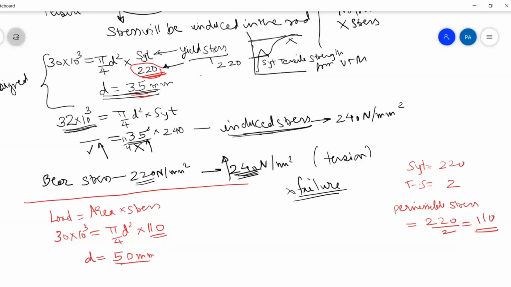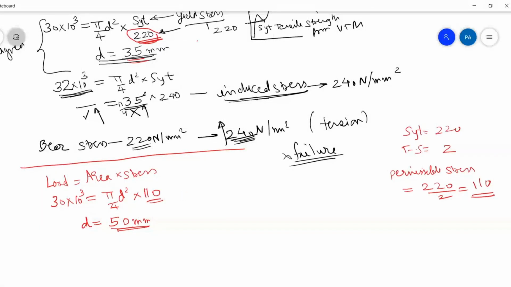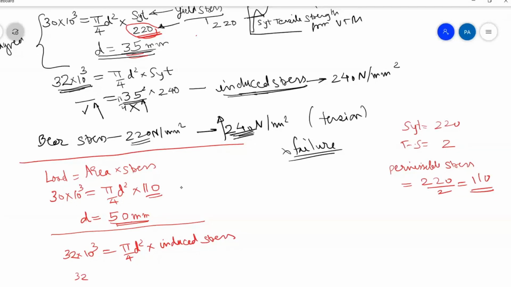It is 50. Now see this scenario again where the load increases. Now the load increases and it becomes 32 into 10 raised to 3 equal to pi by 4 d square into what I call induced stress now. This 32 into 10 raised to 3 is fixed. This diameter is fixed. Now this will be how much? Since the force is increased, this will also increase, suppose to 190 or maybe 200.